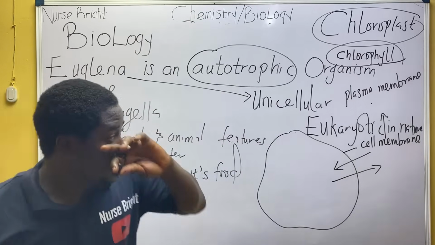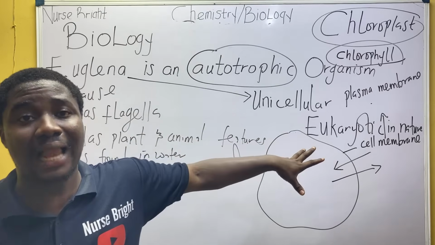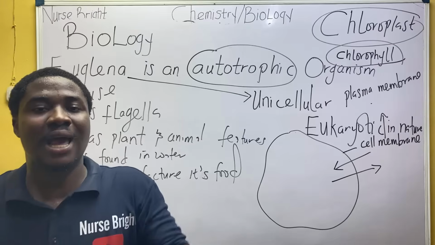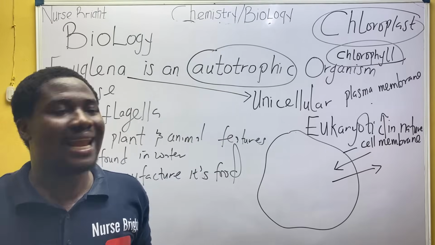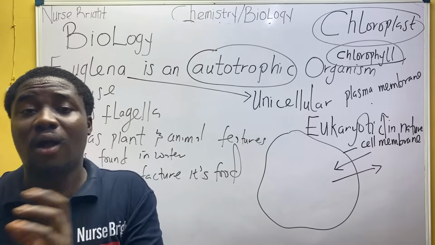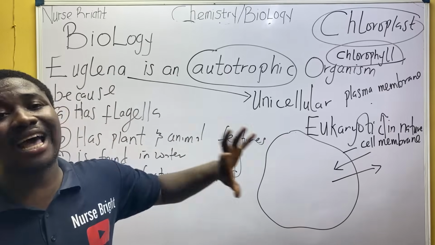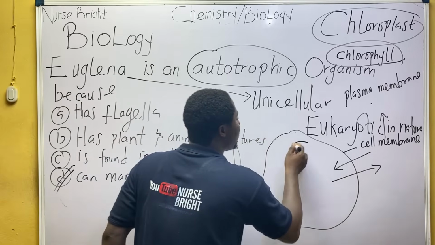So all cells that are eukaryotic, I'm not talking about bacterial cells or blue-green algae cells, I'm talking about eukaryotic cells, like all the cells in our body. Euglena is eukaryotic, amoeba is eukaryotic, and plants are eukaryotic. So basically, you should have a cell membrane.